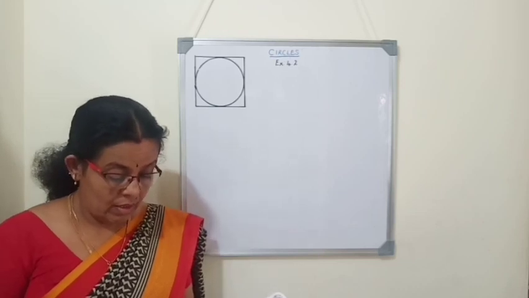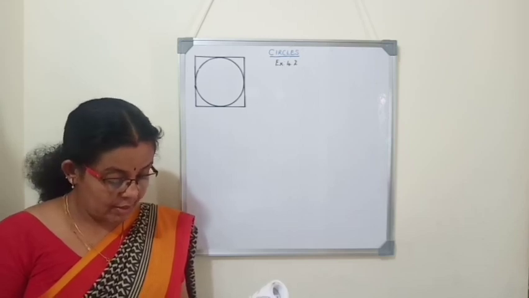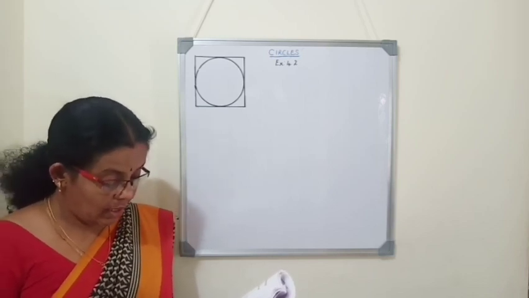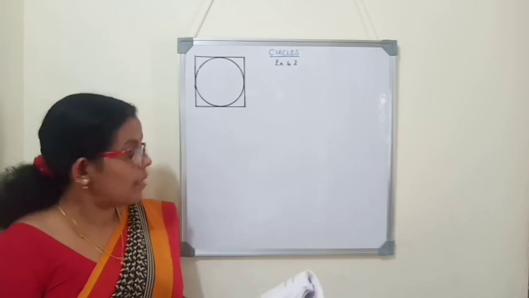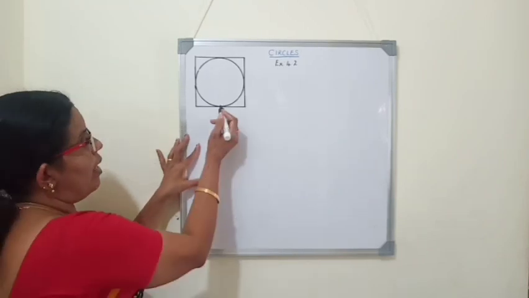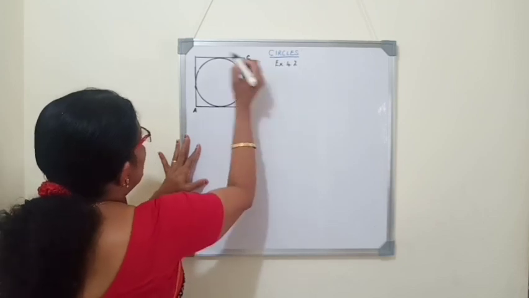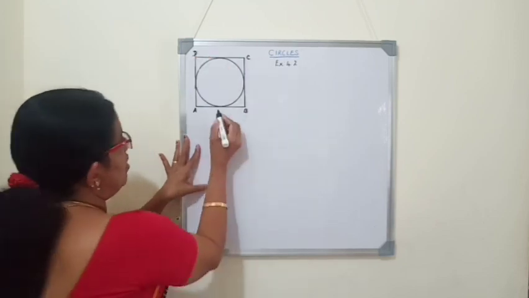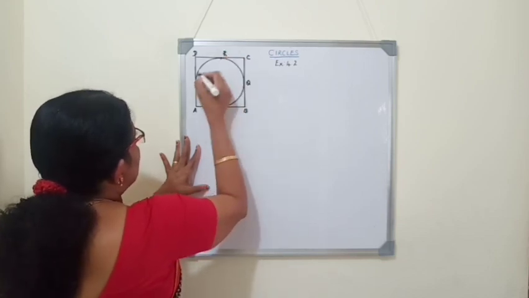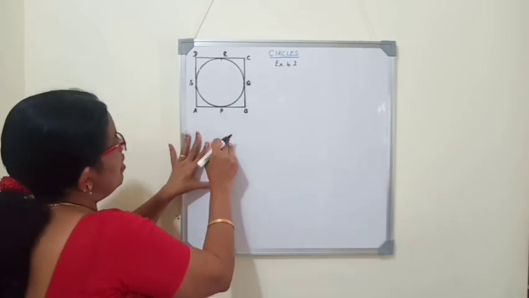Now the last question is: prove that the opposite sides of a quadrilateral circumscribing a circle subtend supplementary angles at the center of the circle. So here ABCD is a quadrilateral. This is the circle with center O. Given, you can write ABCD is a quadrilateral. Then mark the points P, Q, R and S as the points of contact. Now we have to prove that the angles subtended at the center will be supplementary.